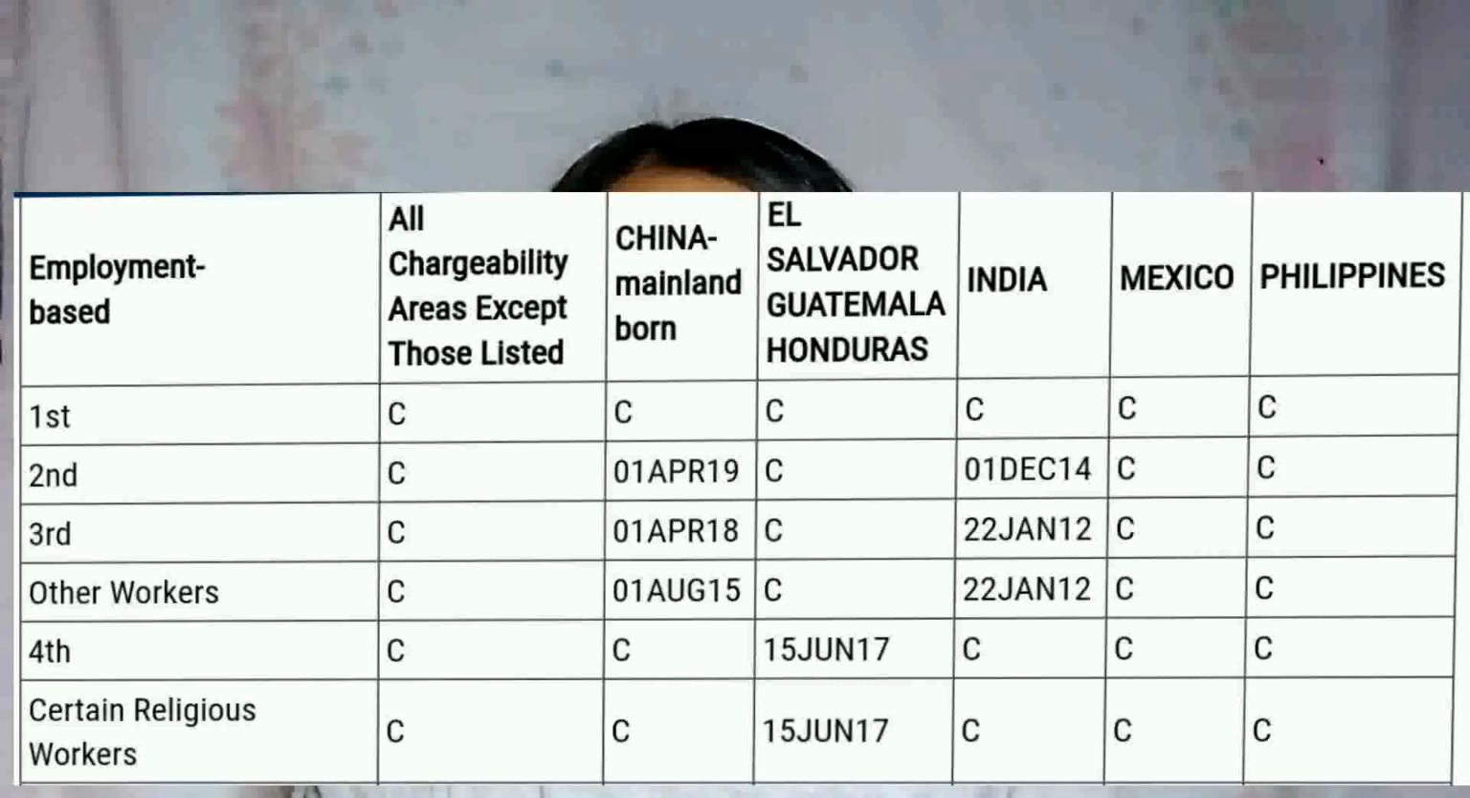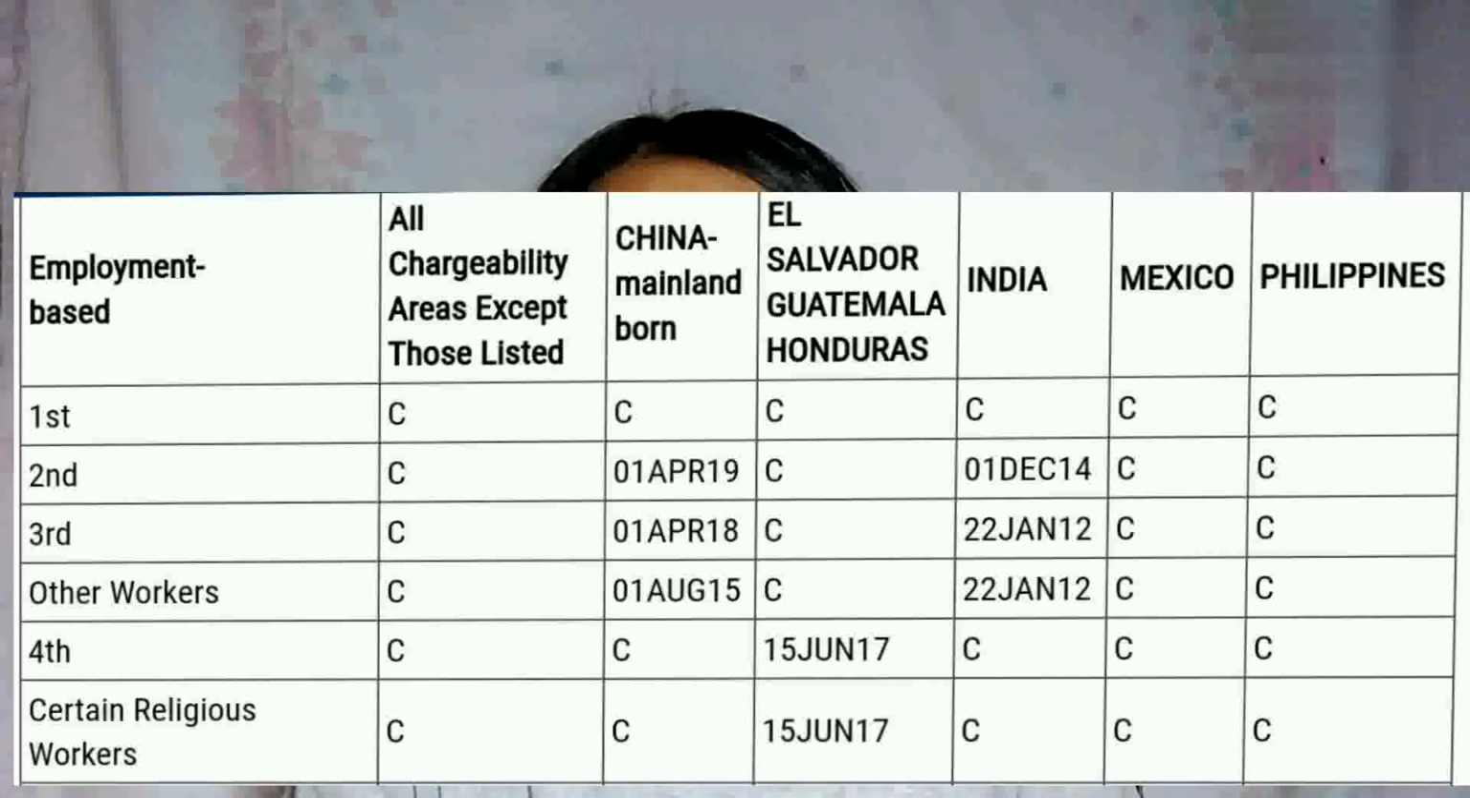Employment-based fourth preference, all chargeability areas except those listed is current. China mainland born is current. Guatemala, El Salvador, and Honduras is June 15, 2017. India is current. Mexico is current, and Philippines is current.